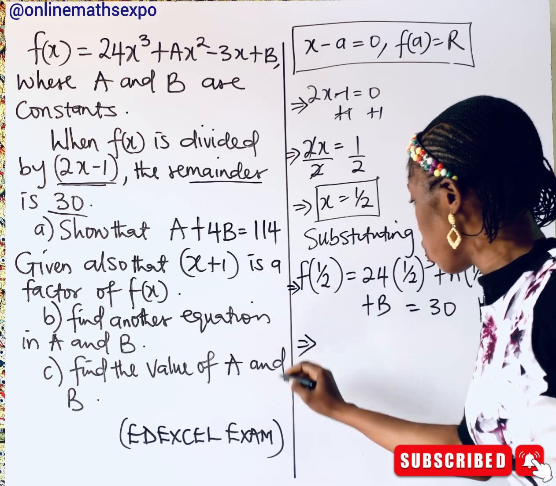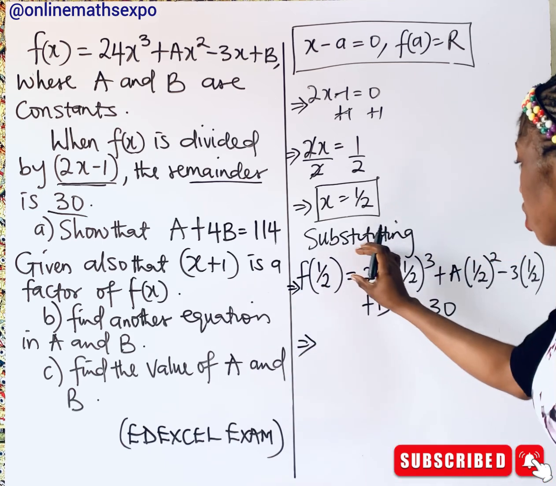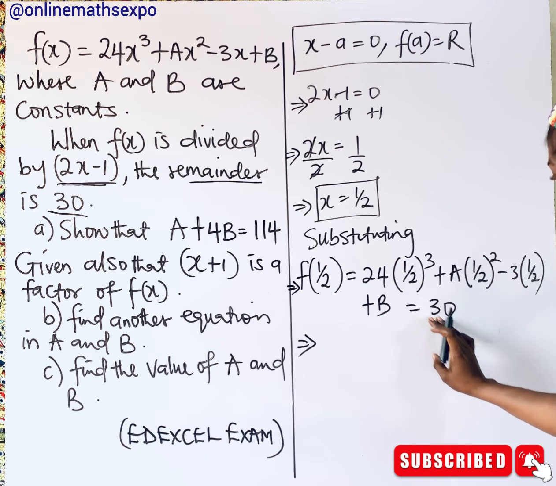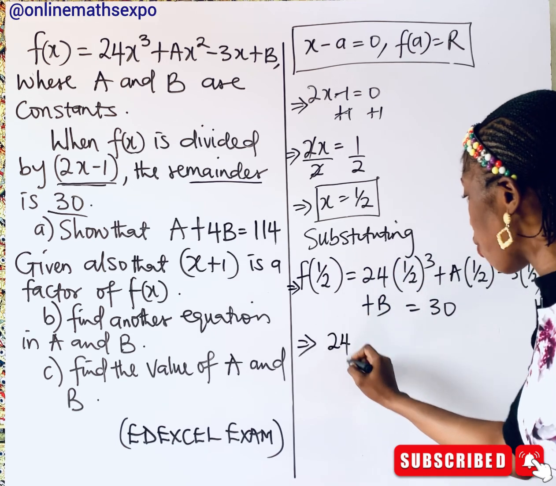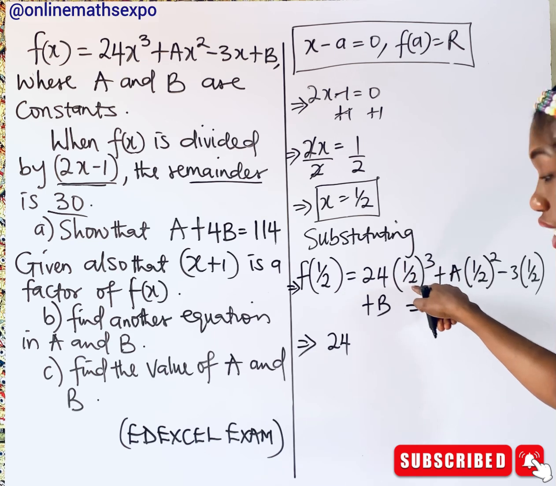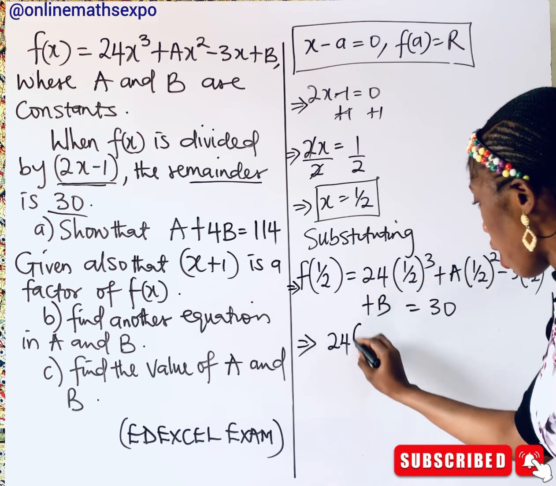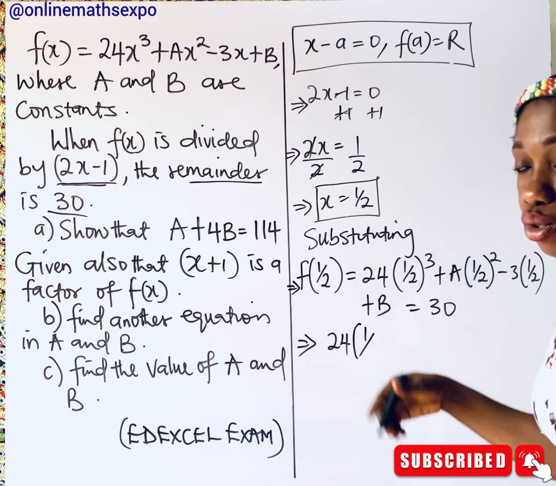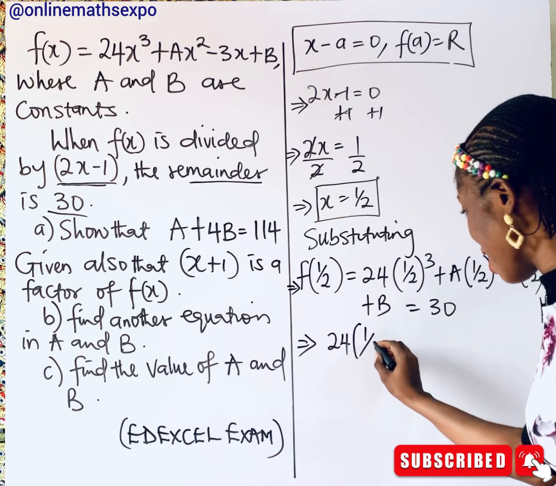So in that case, what it means is that the whole of this is equal to 30. So we are going to have 24. This will be 1 cube. You know, the cube is for both 1 and 2. So 1 cube is 1, and 2 cube is 2 times 2 times 2, giving us 8.